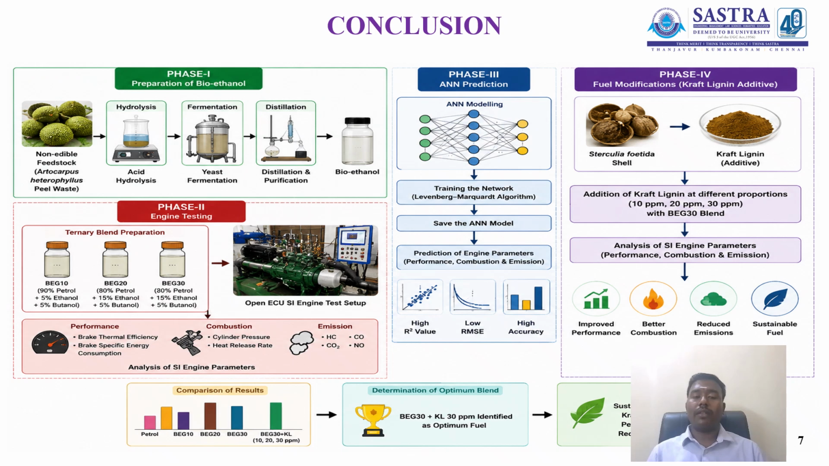Overall conclusion from the phase 1, phase 2, phase 3, phase 4 results, we can see that the BEG30 plus KL30 ppm is identified as an optimum blend, which also shows improved performance, better combustion and decrease in emission, and it also shows to be a sustainable fuel for analysis in SI engine characteristics without any major modification.